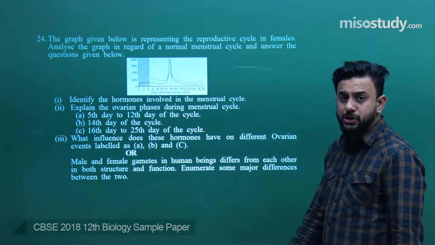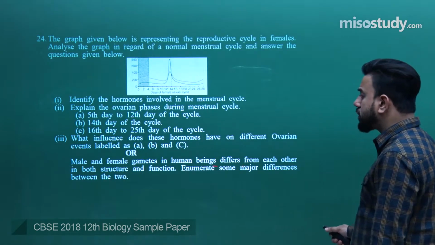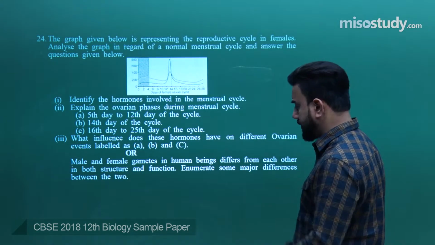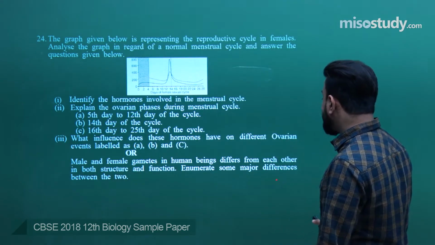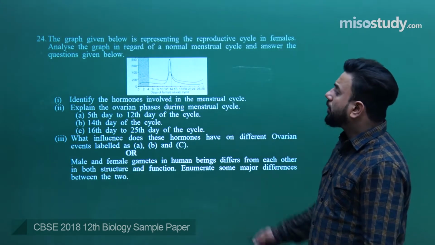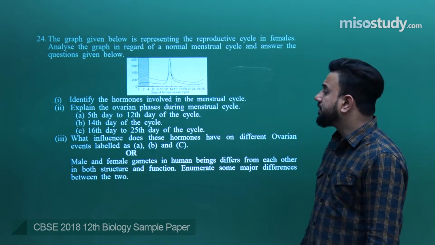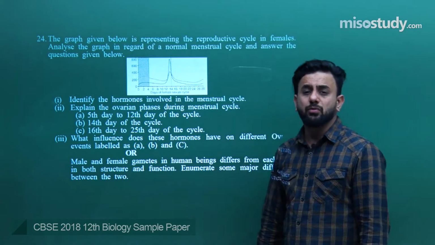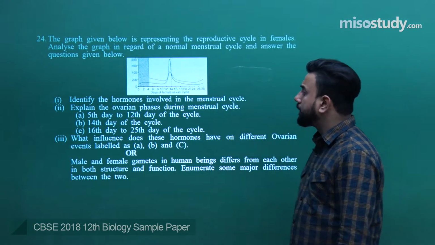Or you have an option here. Male and female gametes in human beings differ from each other in both structure and function. Enumerate some major differences between the male and the female gamete. Okay, so we are going to talk about the first question, and let us see what the question demands from us.